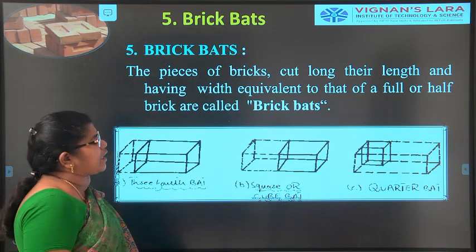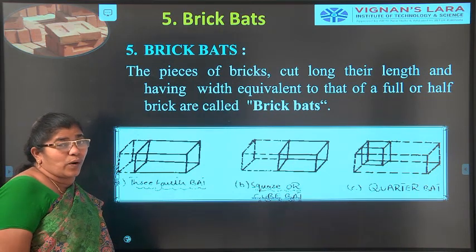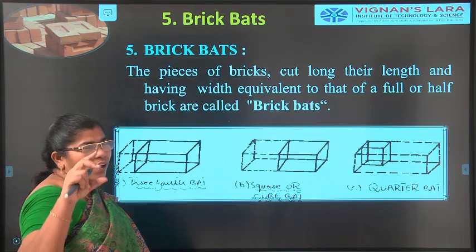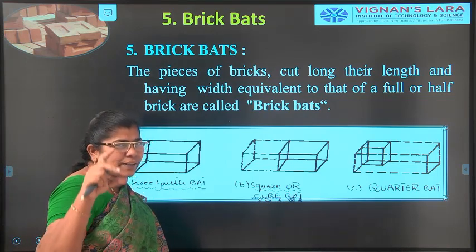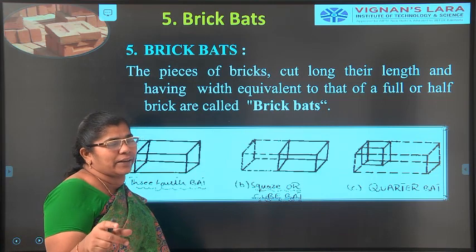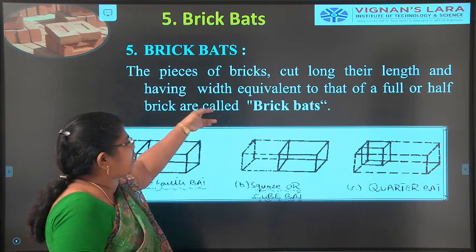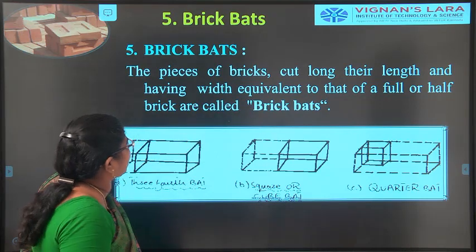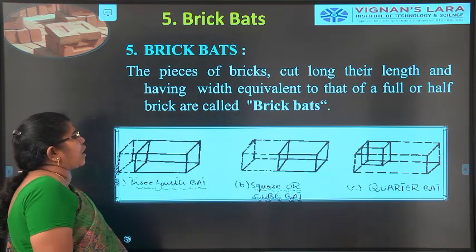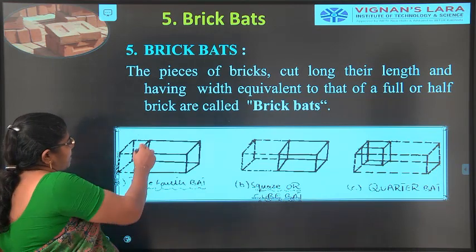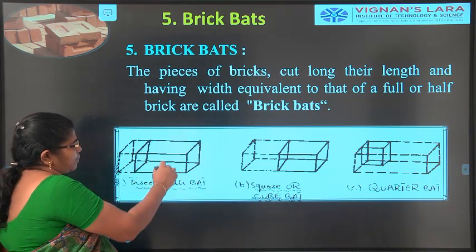Next I will see about the brick bat. This brick bat is important because wherever there is a small gap, we have to fill it with the brick layer. We go in for this with the brick bat. The pieces of bricks cut along their length, having width equivalent to that of the full or half brick, is called the brick bat. You can see, right? So this brick, along this, we call a brick bat.